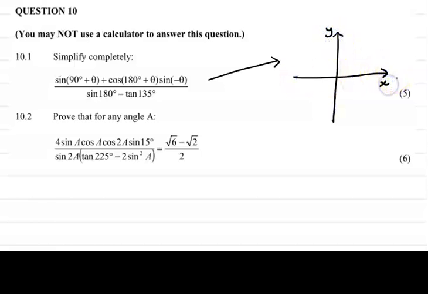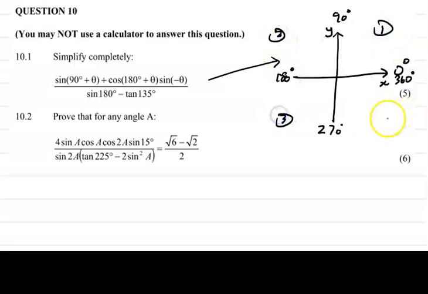So once again, if we look at the unit circle as covered in the previous videos: 0, 90, 180, 270 and coming back to 360, this being the first, second, third and fourth quadrant respectively. Remember, theta, 180 minus theta, 180 plus theta and 360 minus theta.